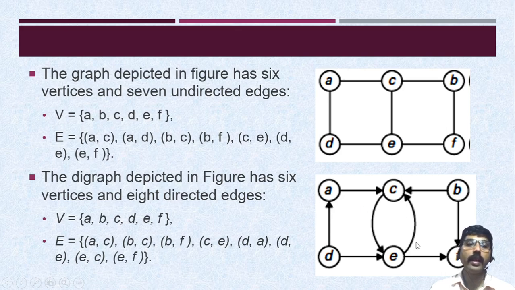This is called a directed graph. In the directed graph, the vertices are the same, A, B, C, D, E, F, but the edges are different pairs. For example, here AC is there, DA is there, CE is there, DE is there, BC is there. There is no CB, only BC. Like that we can tell the vertices as well as the edges.